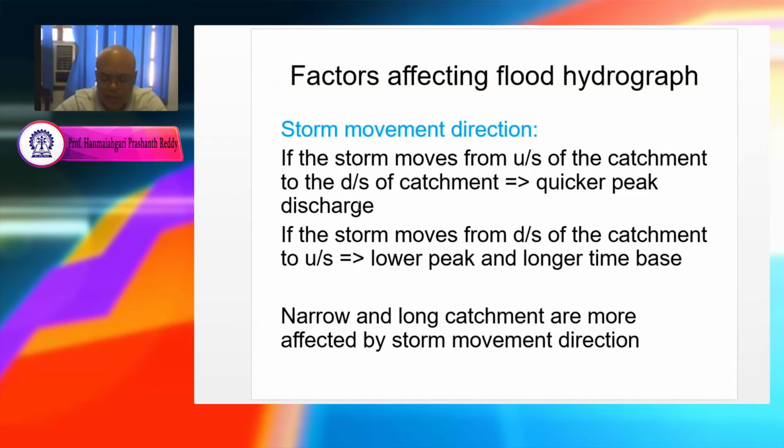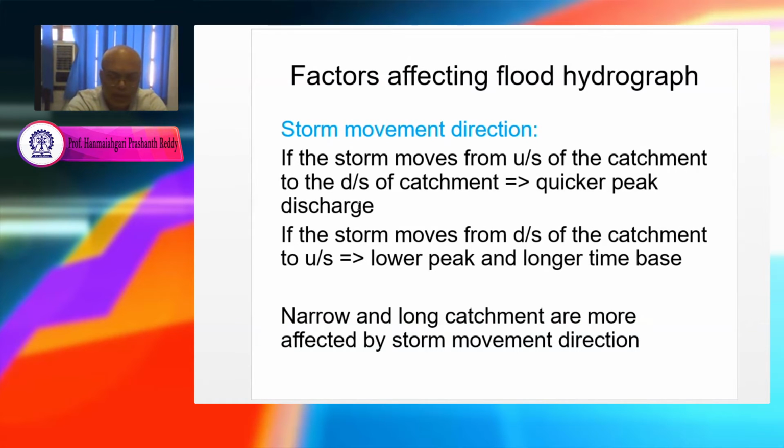And the next important factor is storm movement direction. If the storm moves from upstream of the catchment to the downstream, then it results in a quick peak. If the storm moves from downstream to upstream, then it results in a lower peak. Of course, the storm movement is significant, because we believe that rainfall is not occurring simultaneously all over the catchment.